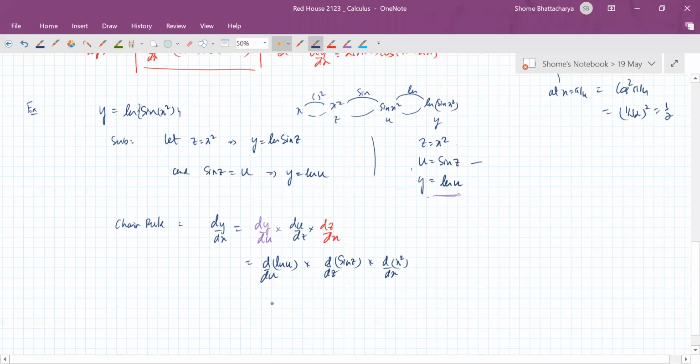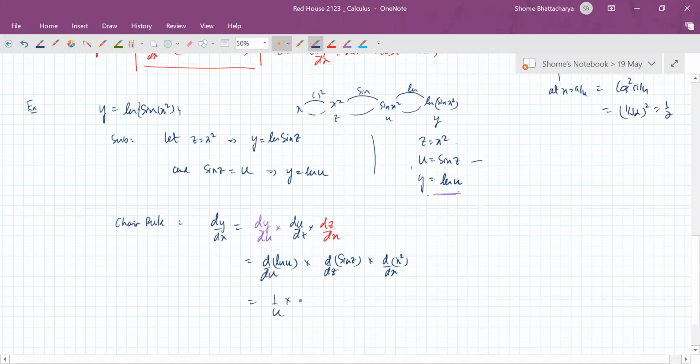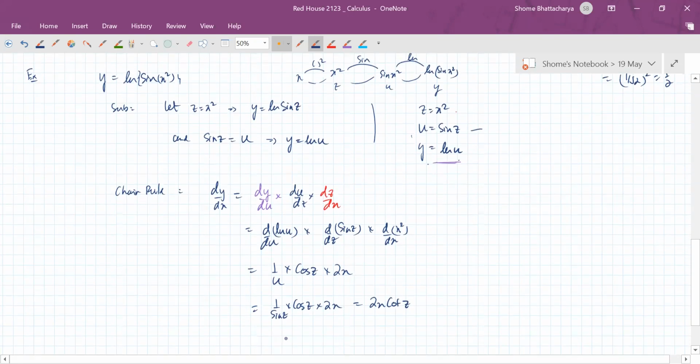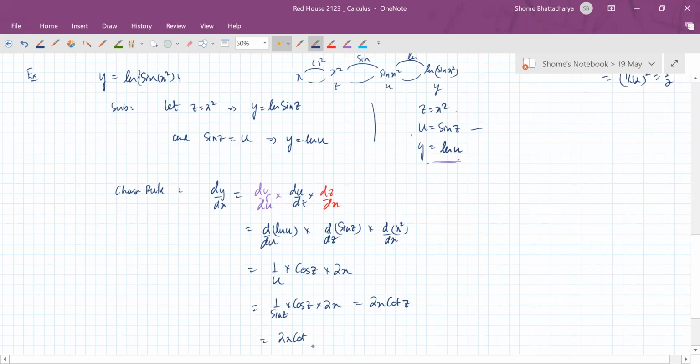So differentiation of ln u is 1 by u. This is cos z, and this is 2x. Now when we do the resubstitution also, there are two steps. So first we'll substitute u as sine z. So this is 1 by sine z into cos z into 2x. So that is 2x cot z. And again we do resubstitution, that z is how much? It's x square. So this becomes 2x cot of x square. So this becomes finally our dy by dx.